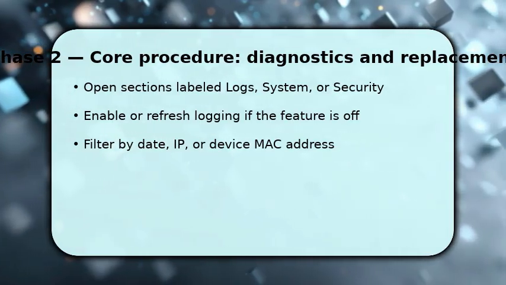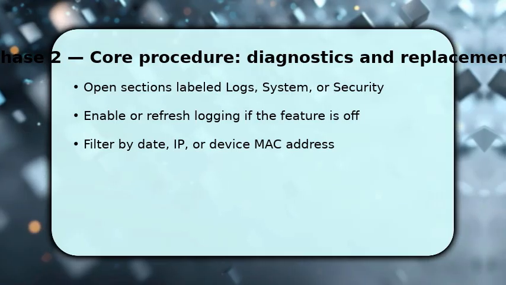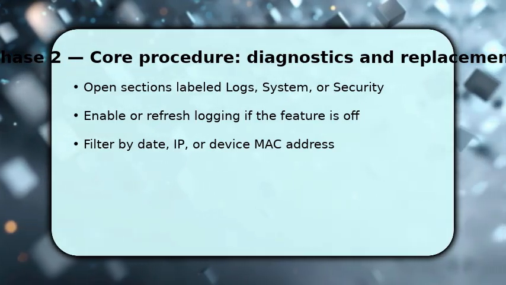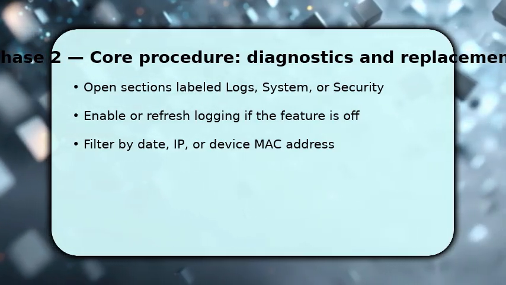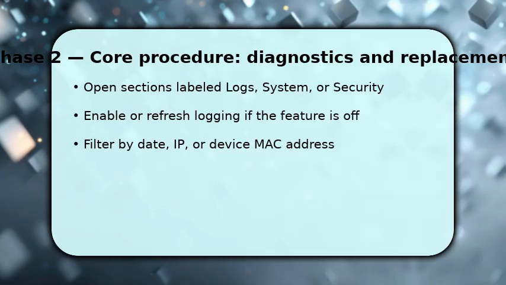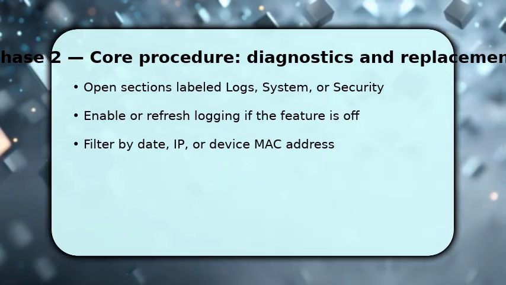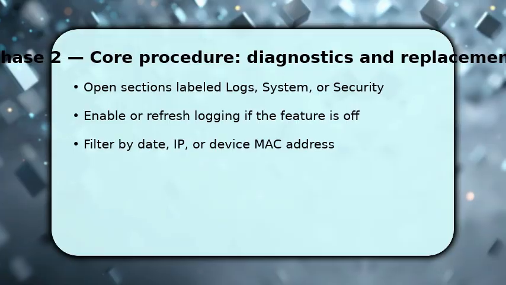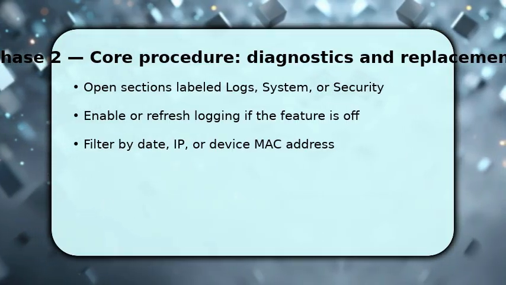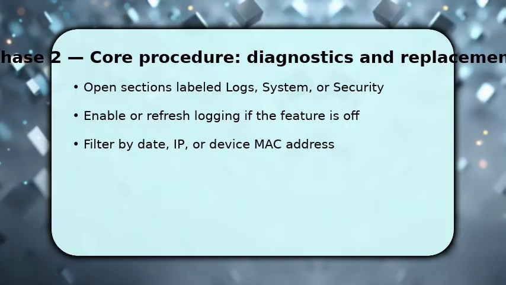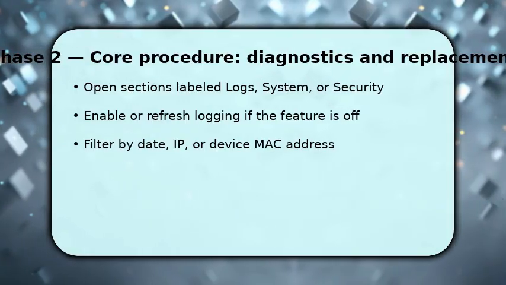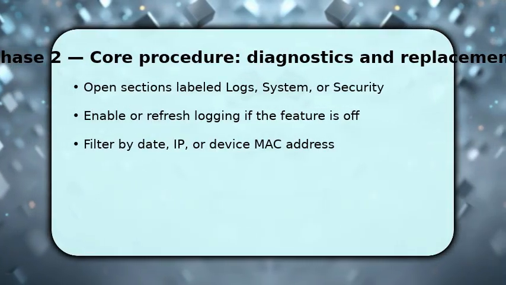Expand options and enable full logging if it's off. This preserves future history. Use filters. Select the device by IP or MAC, pick a date range, and apply any protocol filters like DNS or HTTP to narrow results. Make sure to export or copy entries you need, because many routers rotate logs quickly. Save a time. Finally, interpret the entries.